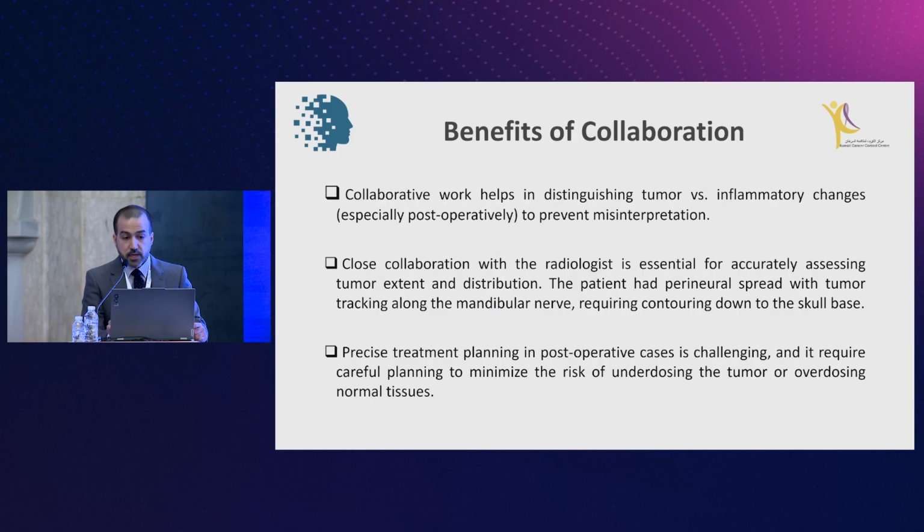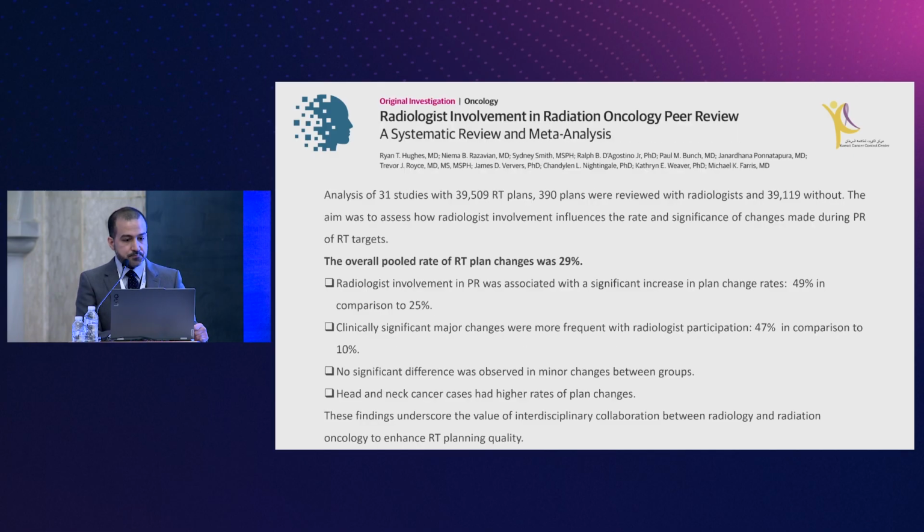Collaborative work helps in distinguishing tumor versus inflammatory changes. And close collaboration with the radiologist is essential in assessing the tumor extent and distribution, especially in cases where there is perineural spread, where we have to track the nerve down to the base of skull. Precise tumor planning in postoperative cases is challenging, and it requires careful planning to minimize the risk of underdosing the tumor or overdosing the normal structures.